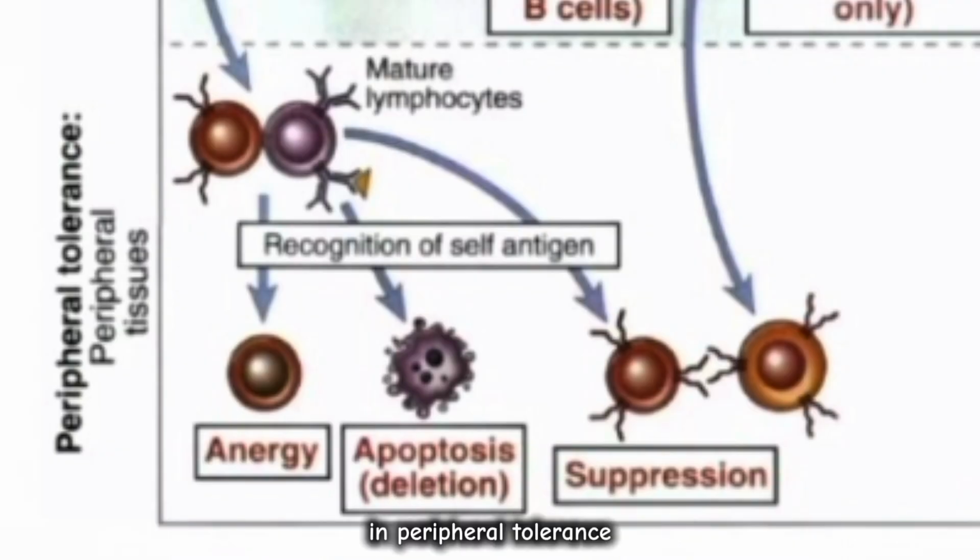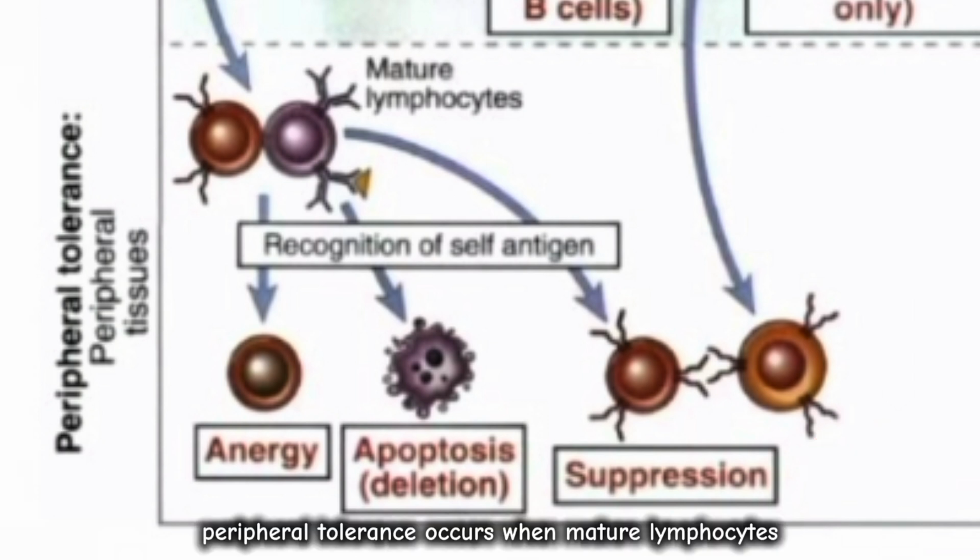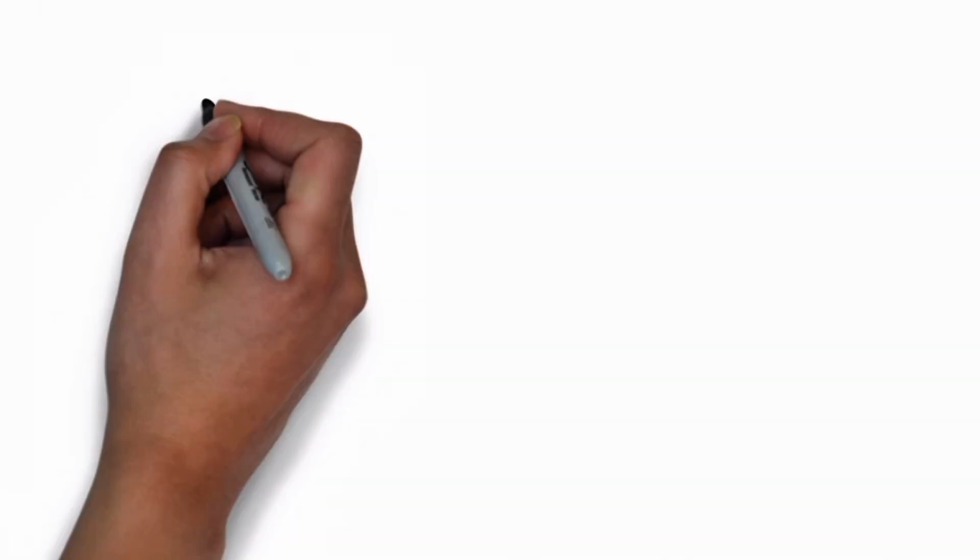In peripheral tolerance, some self-reactive lymphocytes may mature and enter peripheral tissues and may be inactivated or deleted by encounter with self-antigens in these tissues, or are suppressed by the regulatory T cells. Peripheral tolerance occurs when mature lymphocytes that recognize self-antigens become incapable of responding to that antigen or lose their viability and become short-lived cells or are induced to die by apoptosis.